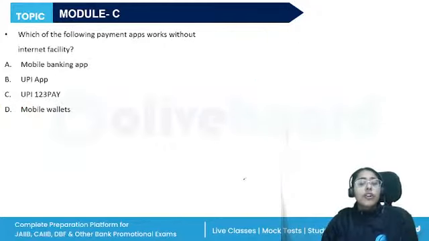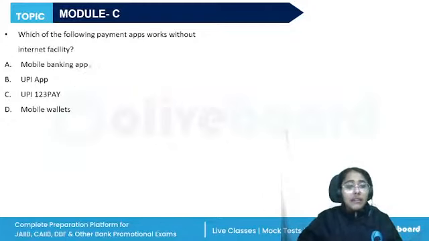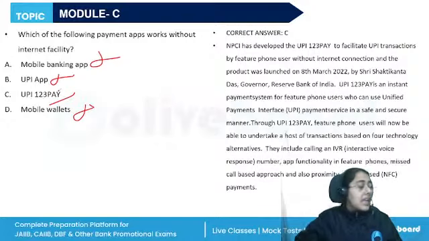Next, which of the following payment apps works without internet facility? Which of the following apps can customers use without having access to the internet? Can they make any transaction through the mobile banking app without internet, or through the UPI app, or UPI 123 app, or mobile wallet? So the correct answer will be option C.